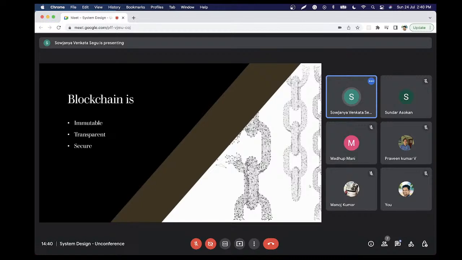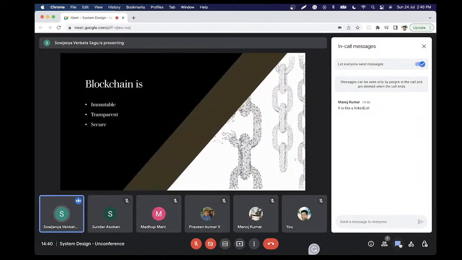The advantages of blockchain: it is immutable. Once the transaction is added in a block onto a chain, it cannot be changed or erased. It is transparent. Why is it transparent? Because the same data is replicated across all the participants in the network. So everybody can see that a transaction happened on a date. So that is transparent. It is secure.